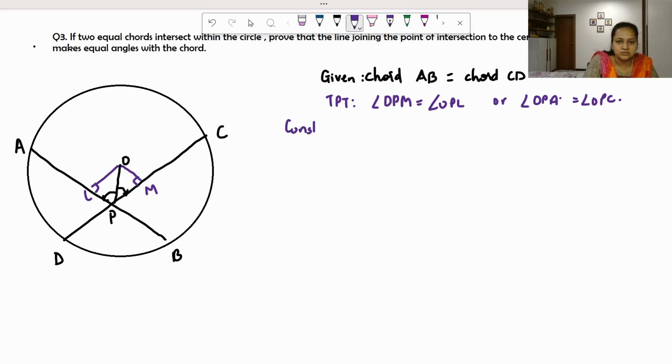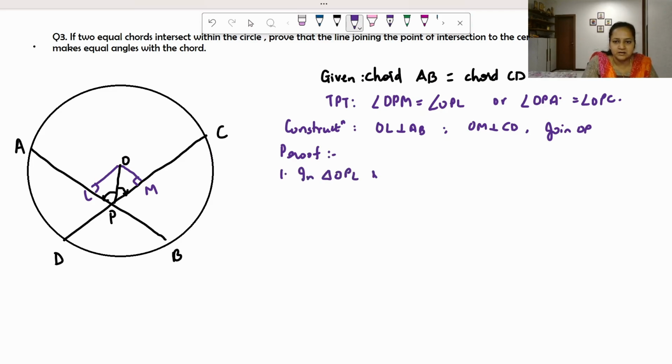What construction did we do? We are doing a construction OL perpendicular to AB, OM perpendicular to CD, and then we'll join O to P. Now, does this not look very similar to what we did just before this question? We'll just prove that triangle OLP and triangle OPM are congruent. So we'll write here in triangle OPL and triangle OPM. Can we write three equal parts? We have OP is the common side. OP is equal to OP. We'll write here common side.